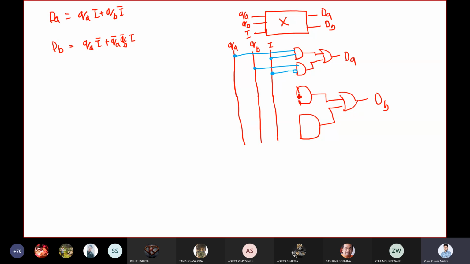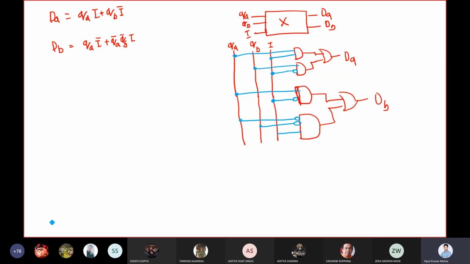Now what will be the inputs for this, that we need to figure out. The inputs for the first one will be QA and I bar. So we will attach QA, and you can take this I bar as well, but I will take it from here and attach a bubble. Now we have QA bar, so I will take this, this, and this. Now this circuit is realizing these two equations, and I will say this entire circuit is your X circuit.